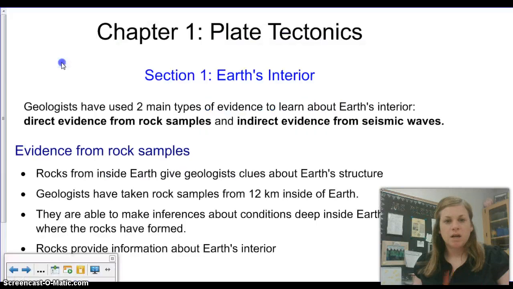Chapter 1, Plate Tectonics, and this is Section 1, Earth's Interior. Please make sure you have this in your heading. It's really important so you know what chapter you're in and what everything relates to.